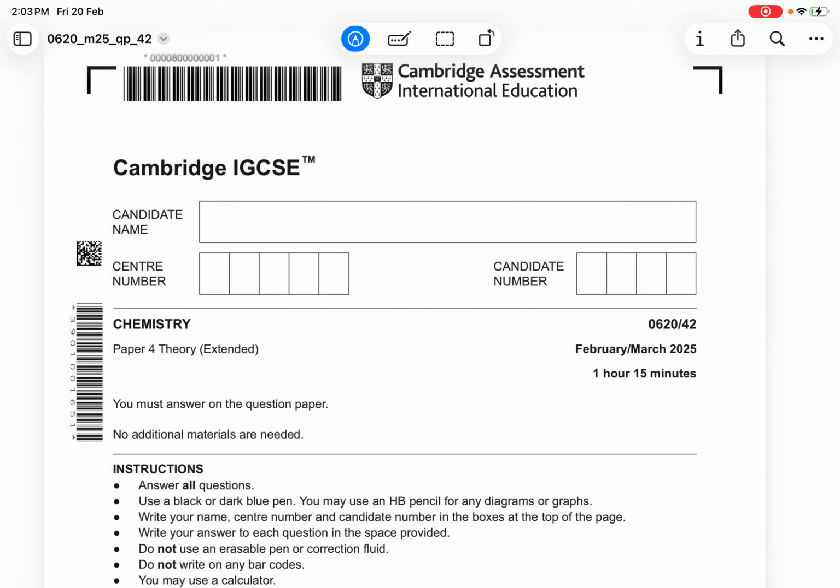So hello everyone. Today we are going to solve the Feb March 2025 Theory Extended Theory paper. So let's start.